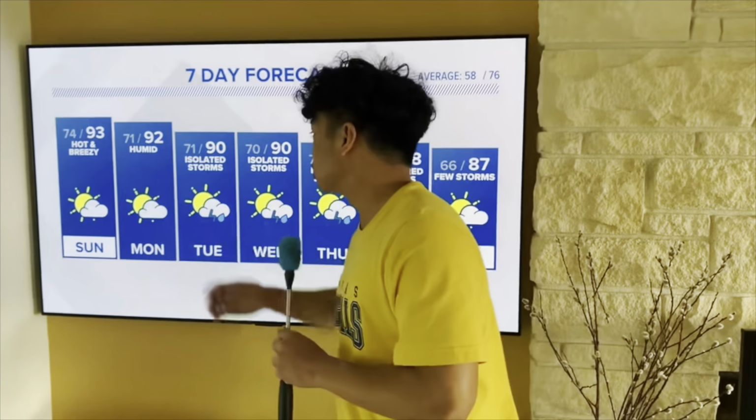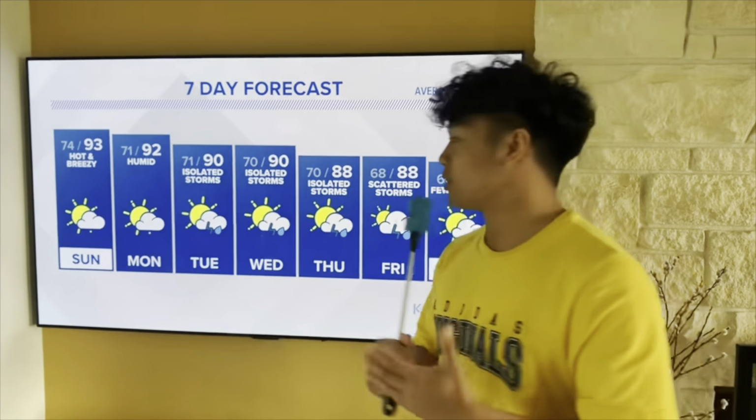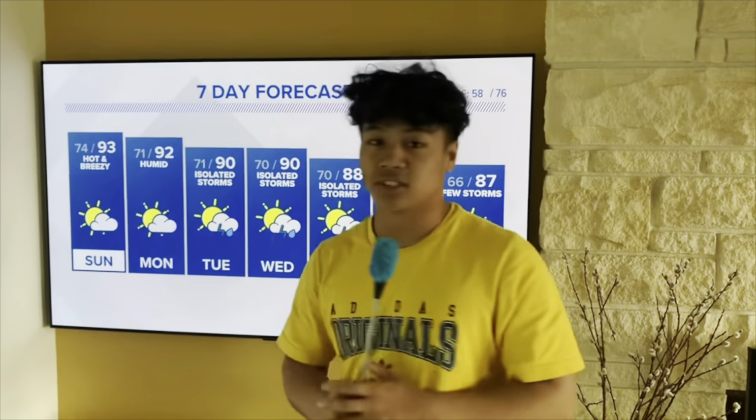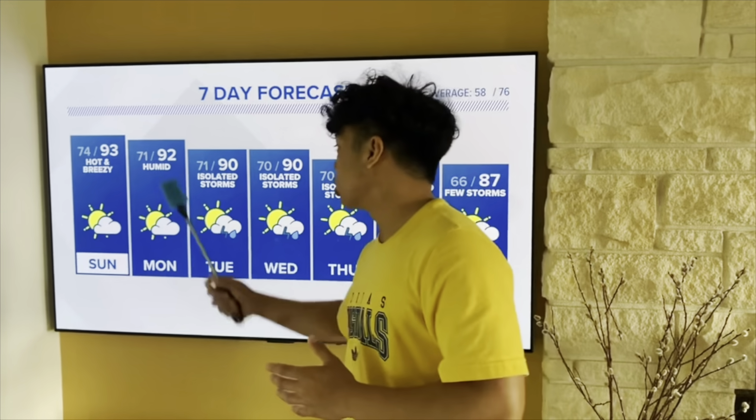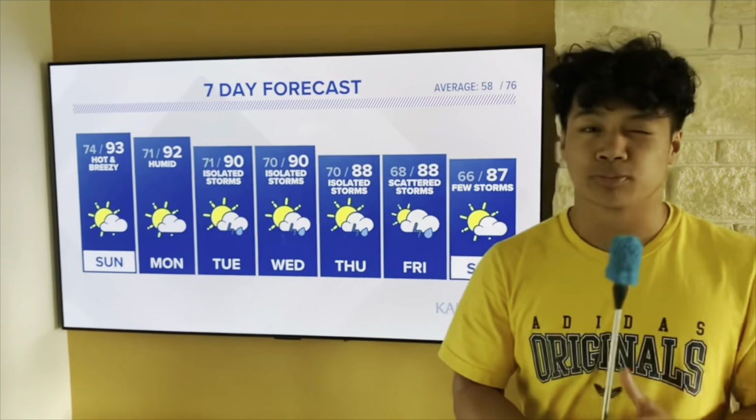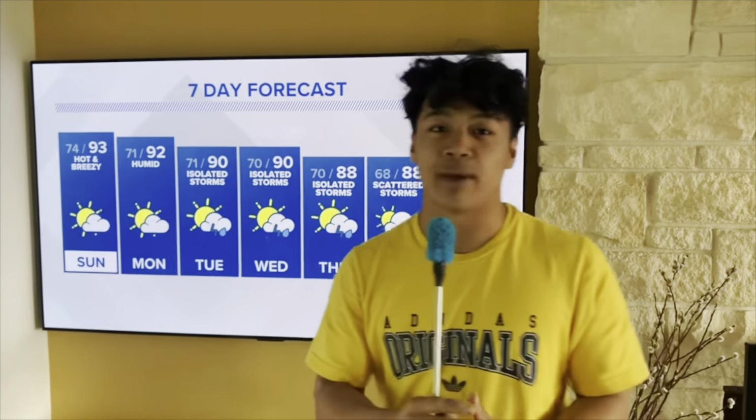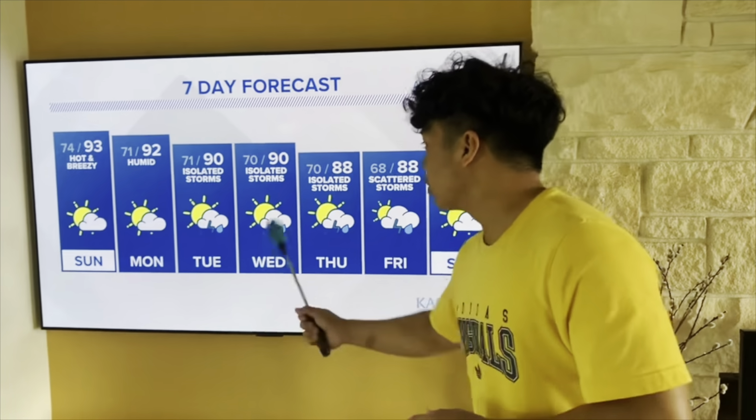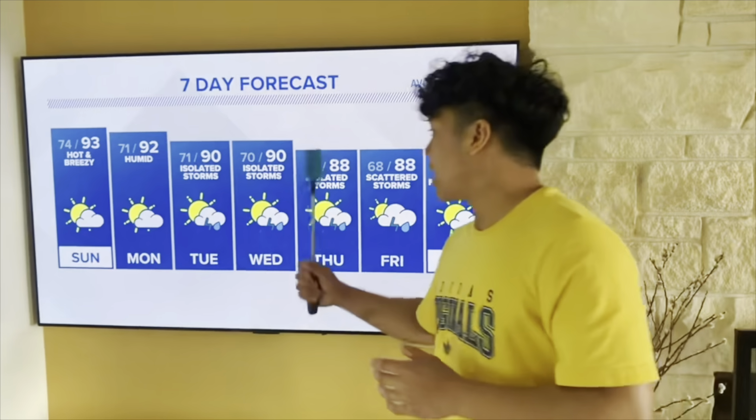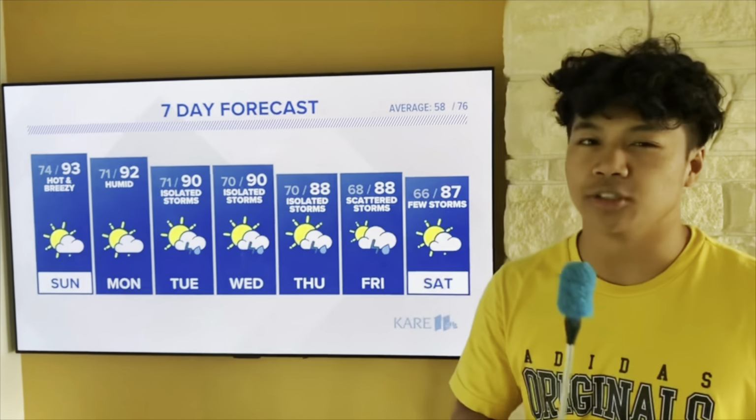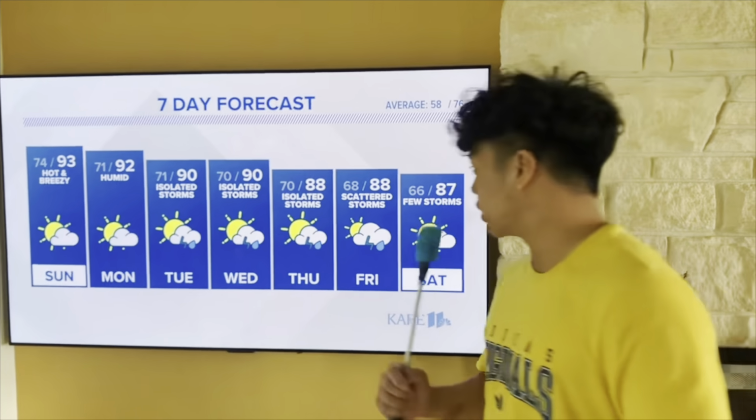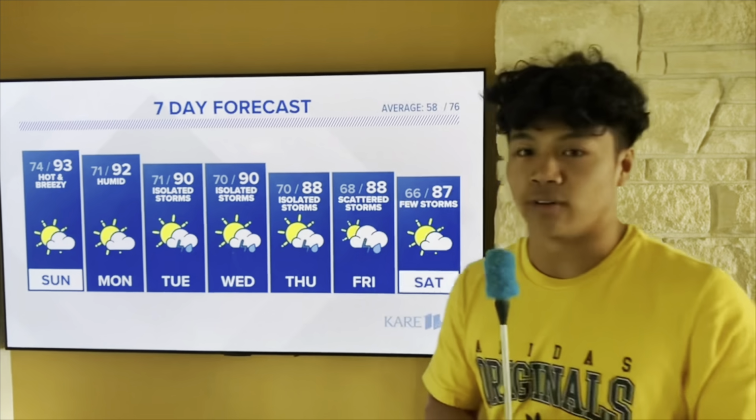Now, on a Tuesday, it is still gonna be very hot with isolated storms. With a high of 90 and a low of 71. The chance of rain during the morning time is a 50% chance. Now, going to Wednesday, there's going to be some isolated storms again. It's going to be just like Tuesday. It's going to have some rain in the morning with a high of 90 and a low of 70.